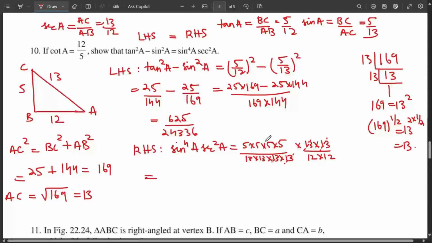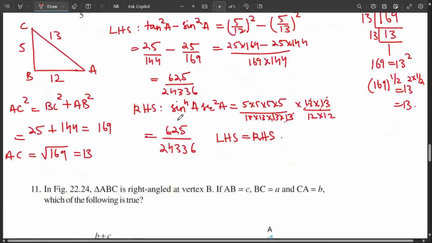5 multiplied 4 times is equal to 625. Then 13 into 13, it is 169. 12 into 12, 144, which is equal to 24336. So LHS is equal to RHS. So we have proved that tan square A minus sin square A is equal to sin to the power 4A into secant square A.